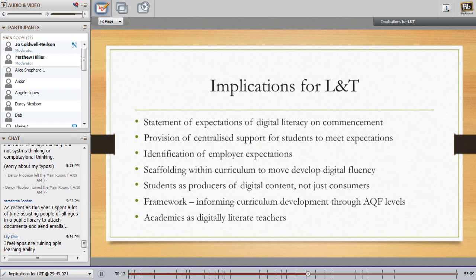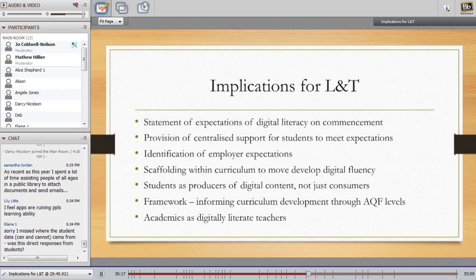It would be good if there was centralised support for students to meet those expectations, and I'm sure that many universities have a lot of support in place. But how well is it being utilised, and is it being utilised as standalone resources, or is it being contextualised within their learning in their discipline? It would be helpful if we knew what employers expected, but employers are just as much in the dark, it seems, around digital literacy as everybody else.